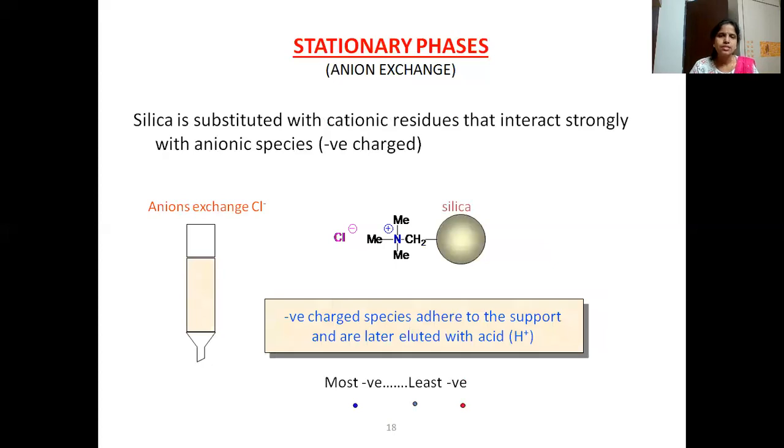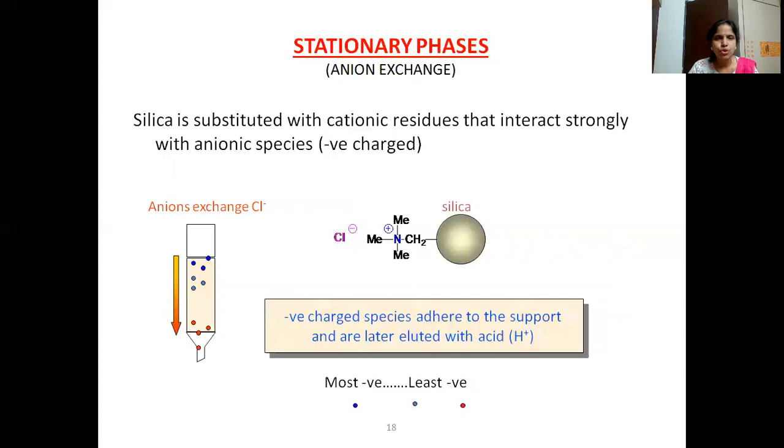So this Cl minus will be exchanged with that of the anions which are present in the sample. The negatively charged species will adhere to the support and are later eluted with the acid. So first the positively charged species will be eluted out first. Later on, all the negatively charged species will be eluted. So these are the four different modes that we can use for this HPLC technique.